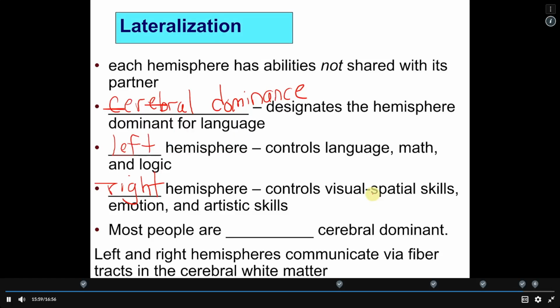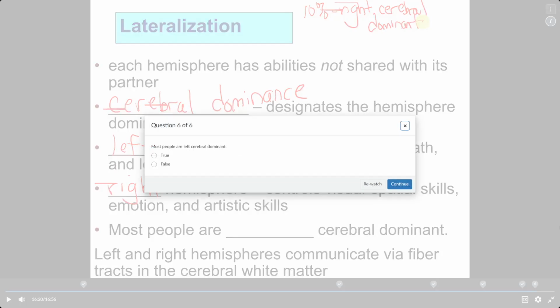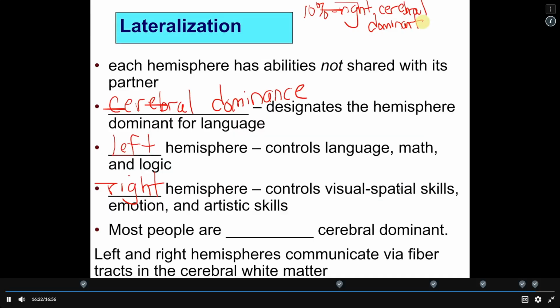So that is the case, and it does turn out that most people who are left cerebral dominant are right-handed. Sometimes the roles are reversed. Sometimes, in 10% of the people, they are right cerebral dominant. And that means that the right hemisphere is responsible for or controls language, math, and logic, the right. And the left hemisphere controls visual spatial skills, emotion, artistic skills.